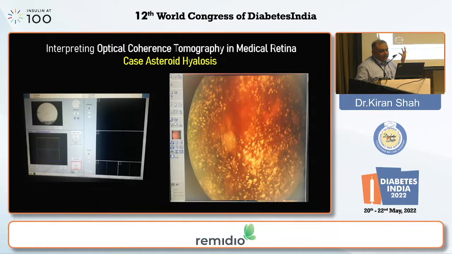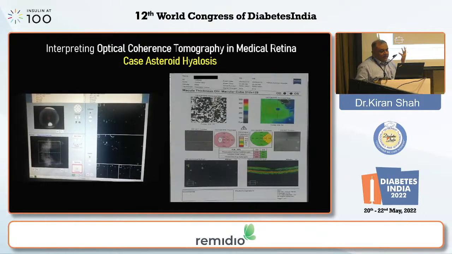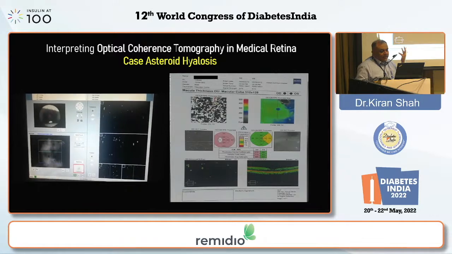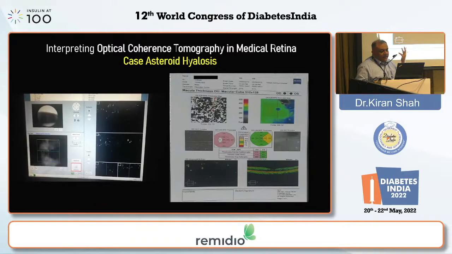anything out there. Okay, so we did an OCT scan out here, and you can see they are basically like asteroids falling from the sky. So this is how the report will look like. That's why it's called asteroid hyalosis.